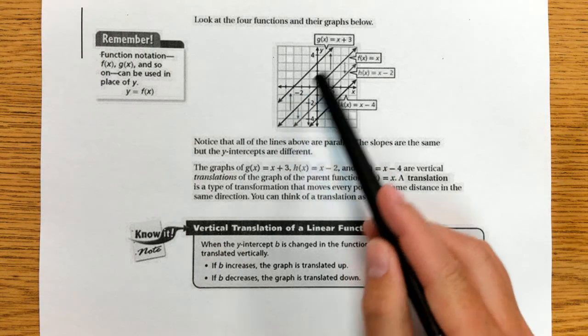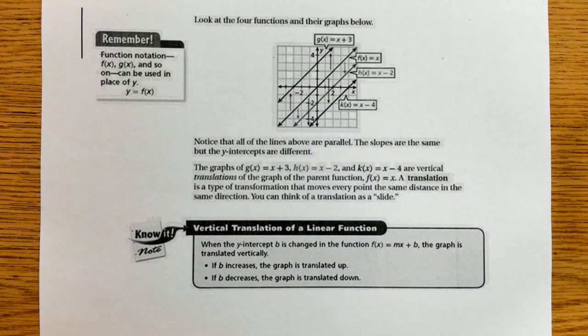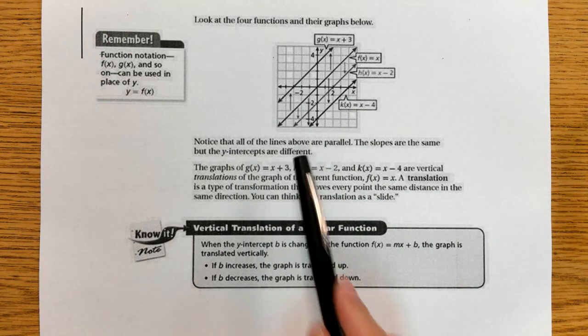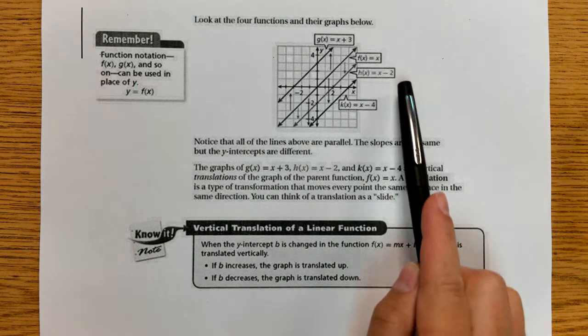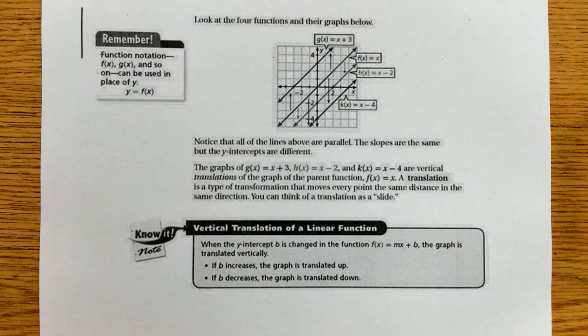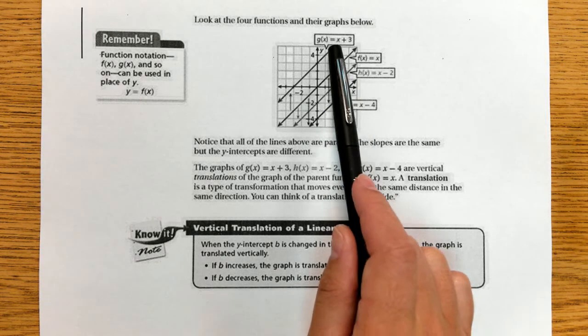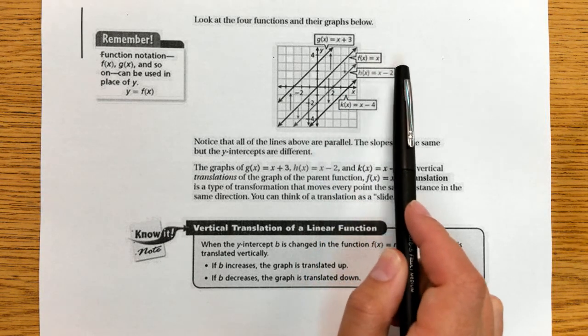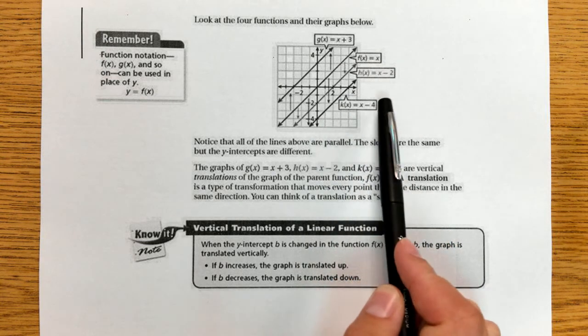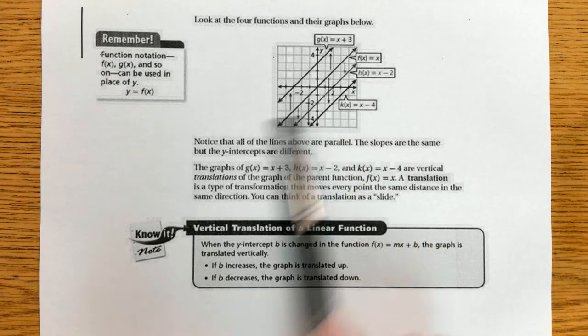So you should notice here that all of these graphs are parallel. The slopes are the same. But what's different here is the y-intercepts. We have 3, 0, -2, -4. So the graphs of g of x equals x plus 3, h of x equals x minus 2, and k of x equals x minus 4 are vertical translations of the graph of the parent function f of x equals x. So x plus 3 was moved 3 units up, x minus 2 was 2 units down, x minus 4 was moved 4 units down.